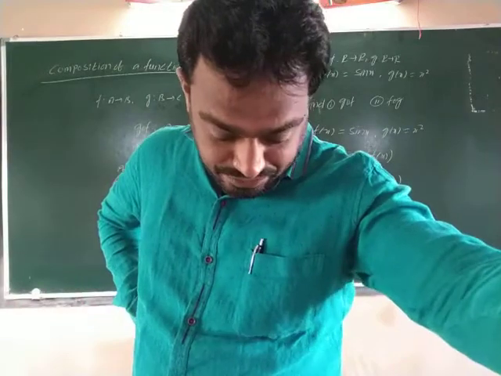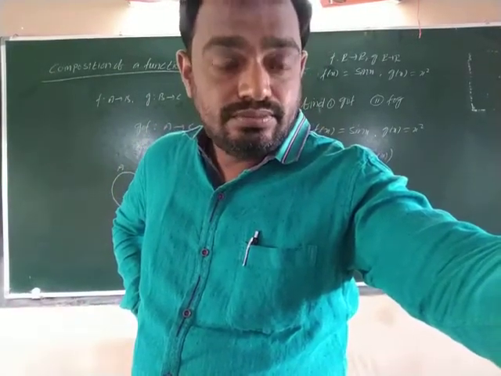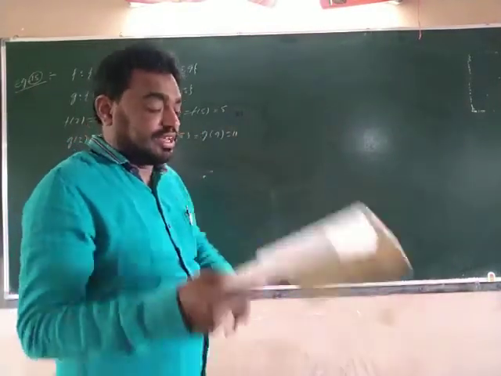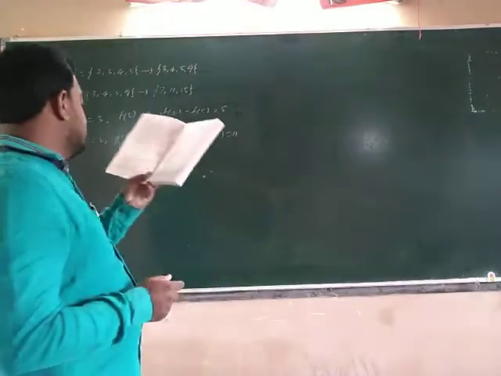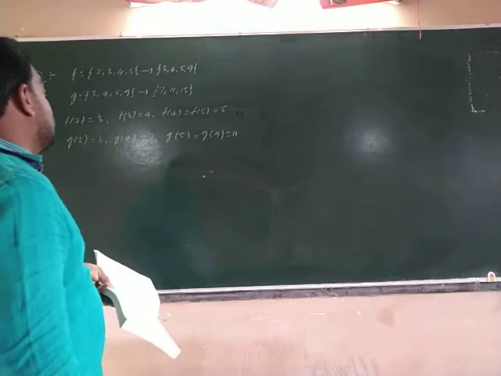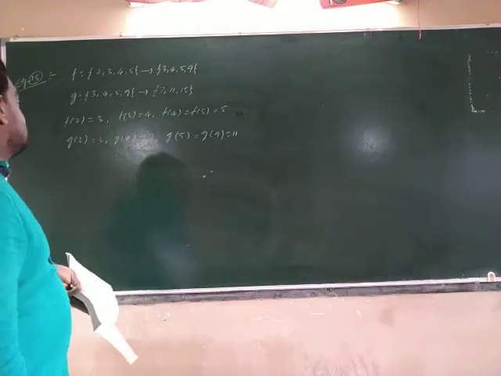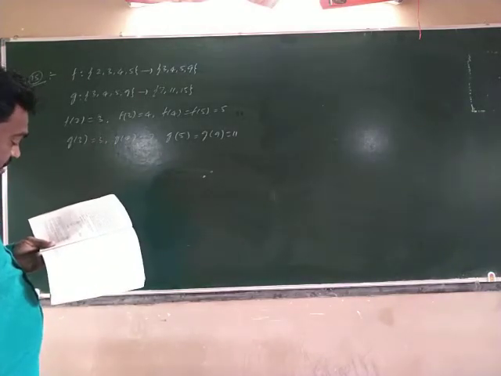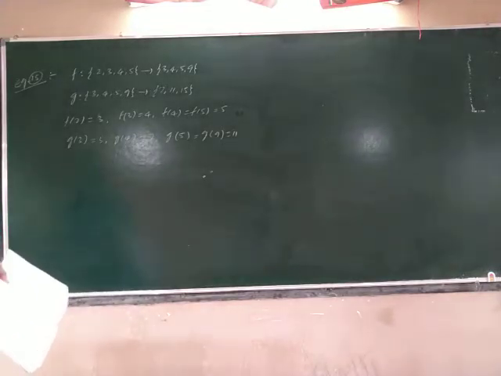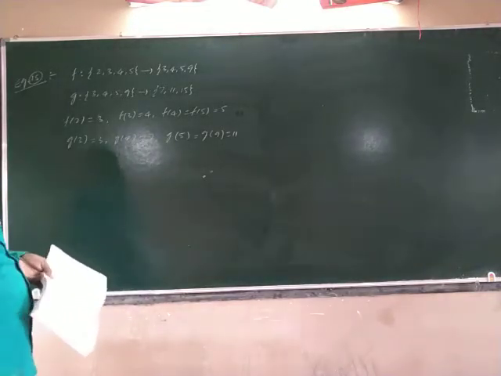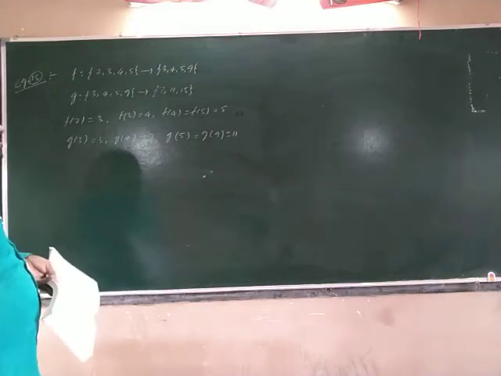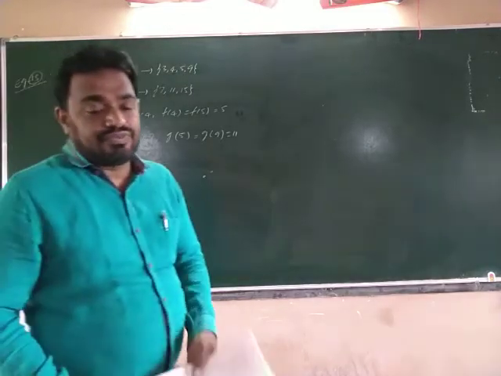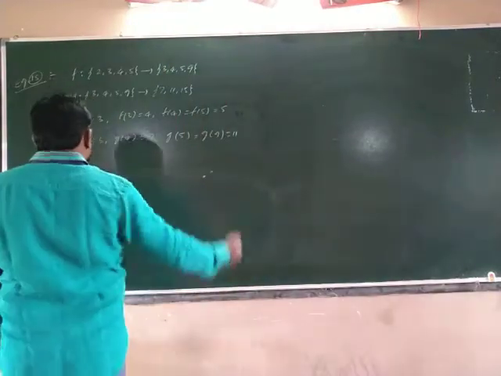Now example number 15. Let f be from the set {2, 3, 4, 5} to {3, 4, 5, 9}, and g from the set {3, 4, 5, 9} to {7, 11, 15}, be functions defined as f of 2 equal to 3, f of 3 equal to 4, f of 4 equal to f of 5 equal to 5, g of 3 equal to 3, g of 4 equal to 7, g of 5 equal to g of 9 equal to 11. Find g circle f. This is the question.